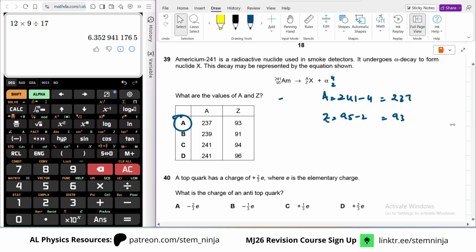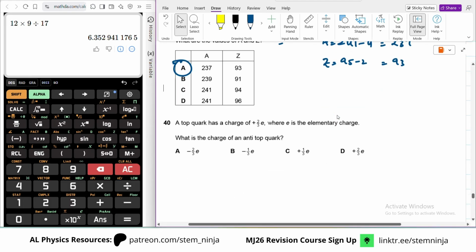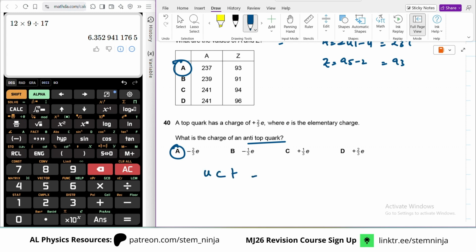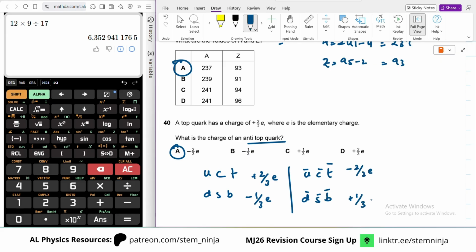A top quark has charge of 2/3 e, where e is the elementary charge. What is the charge of an anti-top quark? Exact opposite. That means negatively charged, 2/3 e. Now, we remember up, charm, top have plus 2/3 e and down, strange, bottom have negative 1/3 e. So they're anti-equivalents, oppositely charged particles. So just a simple table to remember.